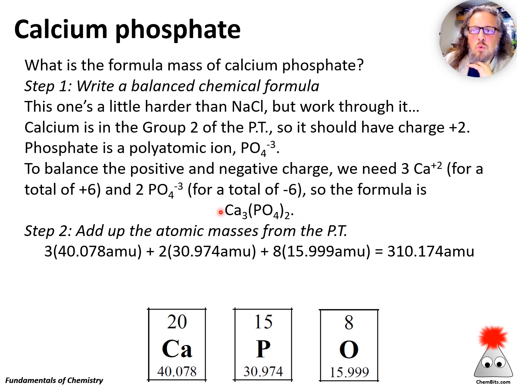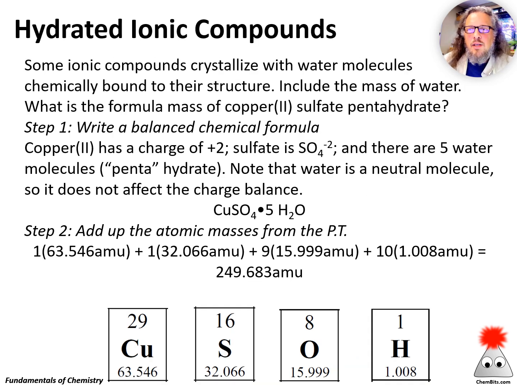So these can get a little complicated as far as just how many terms we've got, but really the key is write that balanced chemical formula and then just count the pieces that we've got present in that formula. There are a few little twists and turns we can take. One specific one that comes up fairly often is the case of hydrated ionic compounds. Sometimes when an ionic compound crystallizes, it crystallizes with water molecules chemically bound to the cation or the anion or both. So we call those hydrated ionic compounds.